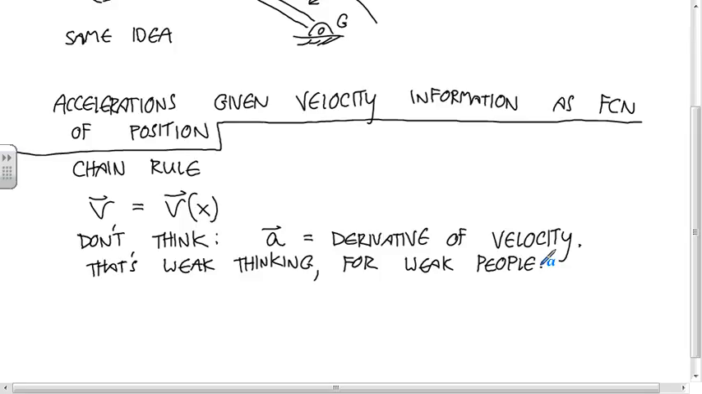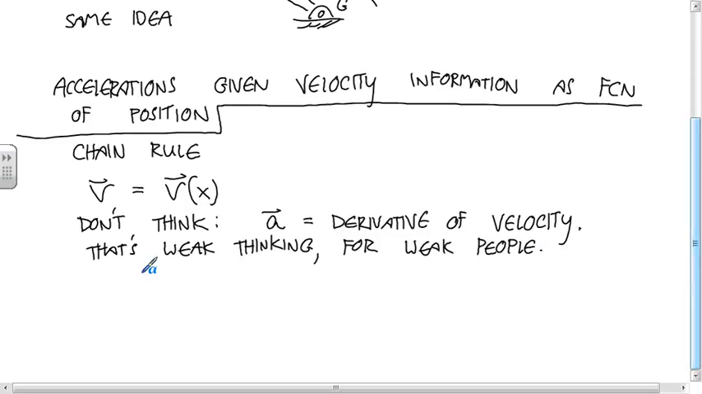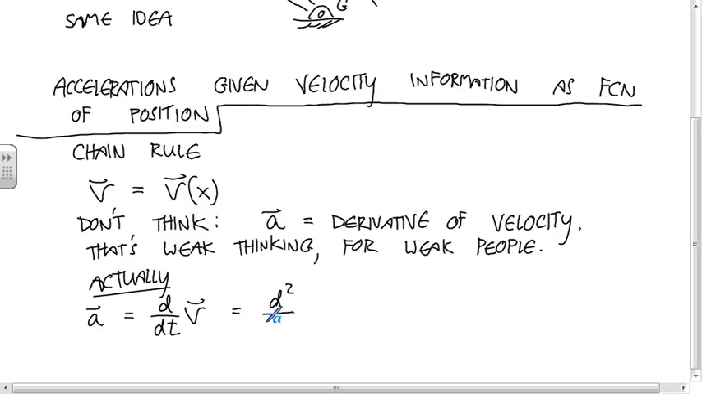Okay, so the true thing, actually, derivative doesn't mean anything until you know what you're taking derivative with respect to, okay? Acceleration is the derivative of velocity, but only the derivative with respect to time. So acceleration is dt of the velocity vector. And it's the second derivative with respect to time of the position vector.